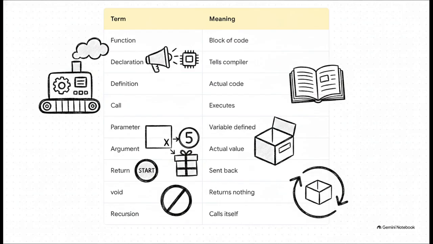A function is the machine itself. The declaration tells the compiler the machine exists. The definition is the actual nuts and bolts code inside. A call is when you hit the start button to execute it. A parameter is the empty variable waiting for input. An argument is the actual tangible value you feed into it. The return value is your final finished product. Void just means it returns nothing, and recursion is the machine calling itself. Master these 9 terms, and for sure, you master C functions.